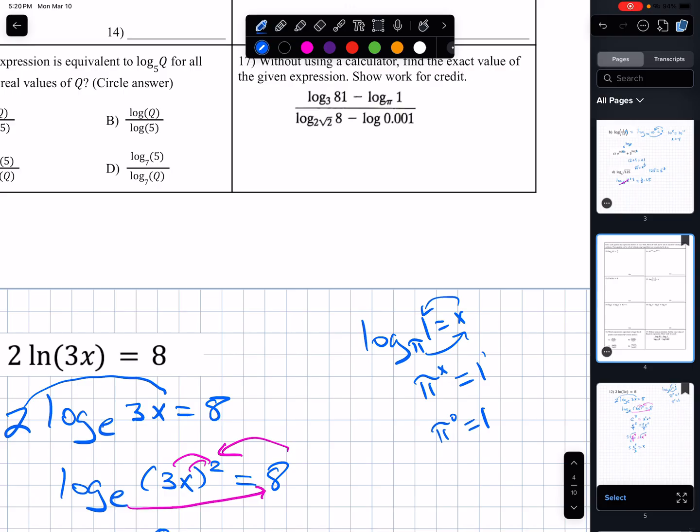Anything to the 0 power. 28 to the 0 power is 1. X to the third to the 0 power is 1. So that's mean though, stupid, right? That makes kids mad. So that's why it was 0 up there.